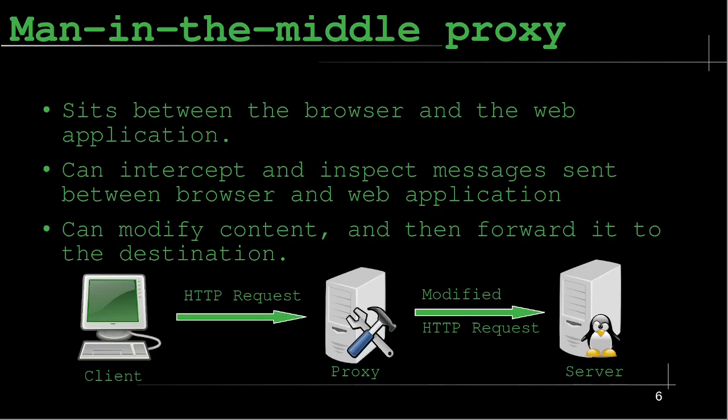A man-in-the-middle proxy is a powerful tool that can help us intercept and inspect messages sent between a browser and a web application. This allows us to see what requests and responses look like, what headers and parameters are used, what cookies are set, what data is transmitted, etc. This can be very useful for debugging, testing, or trying to manipulate web applications.